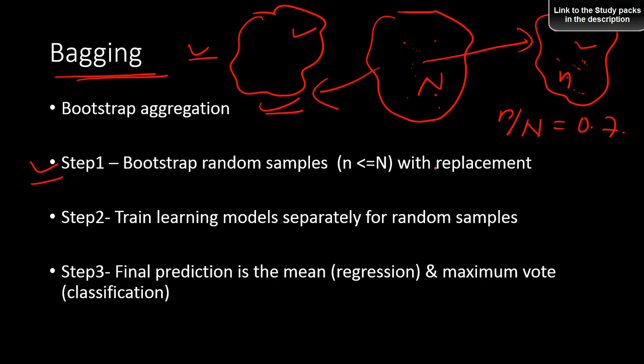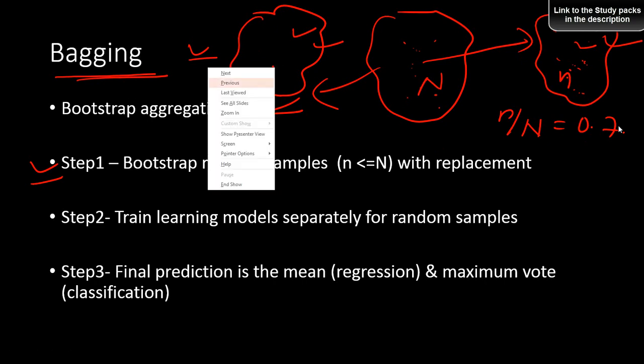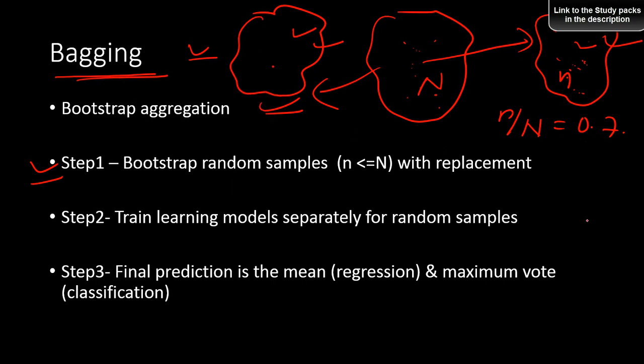Now you keep on doing that a number of times and build separate models on the subsamples. The first subsample, second subsample, we could have just k number of subsamples and build k different models. Now the final prediction is just the mean or the maximum mode.